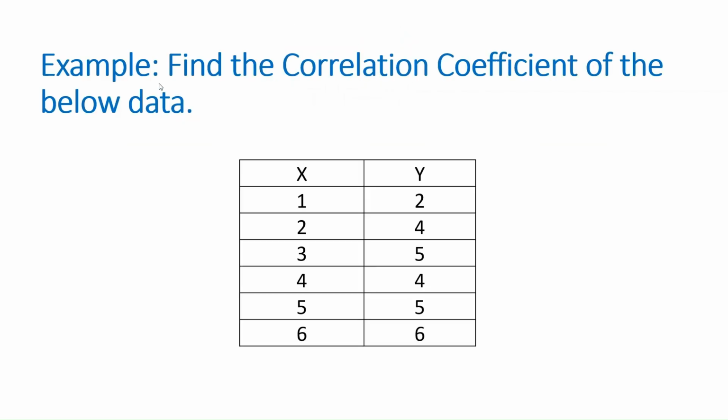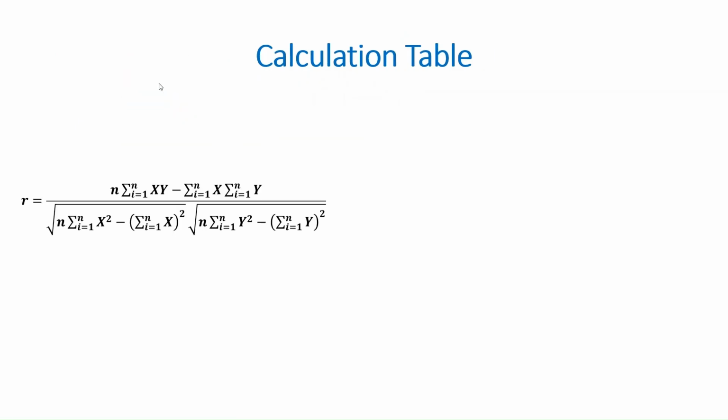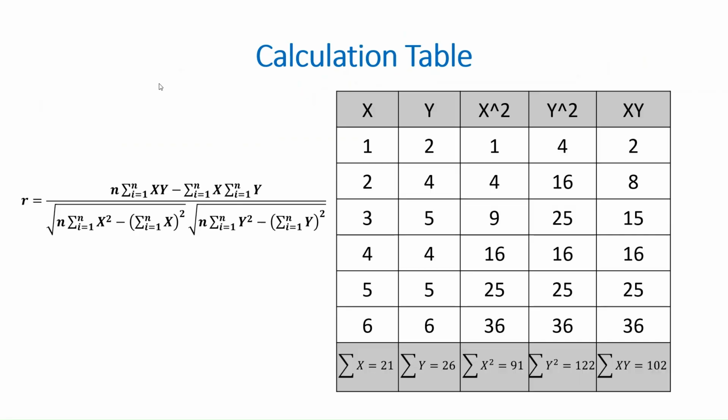Next we have an example, and here we will discuss how we find the correlation coefficient when we have data. This is a very simple data set here, so that you can get a clear idea of that. Now this is the working formula we have to use. In this table, we have found all the necessary information.